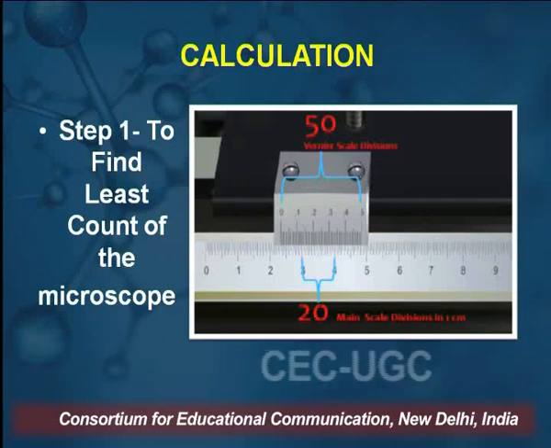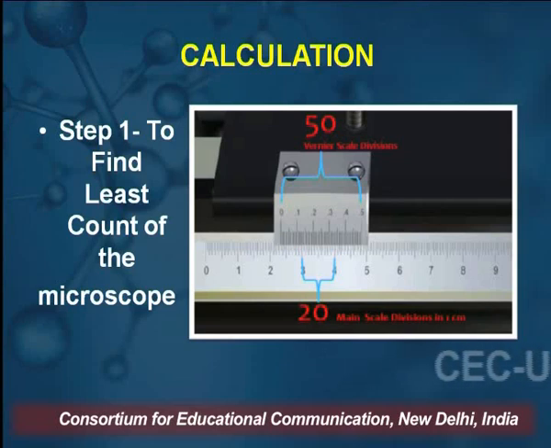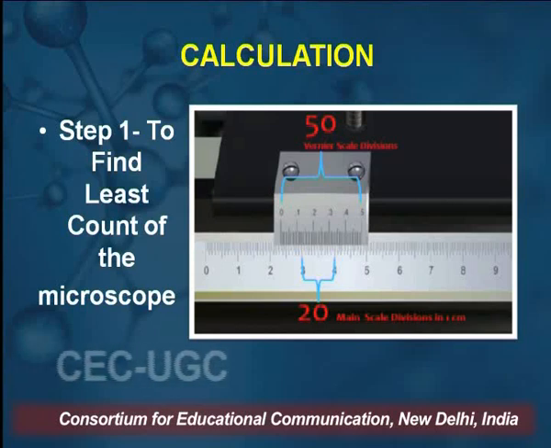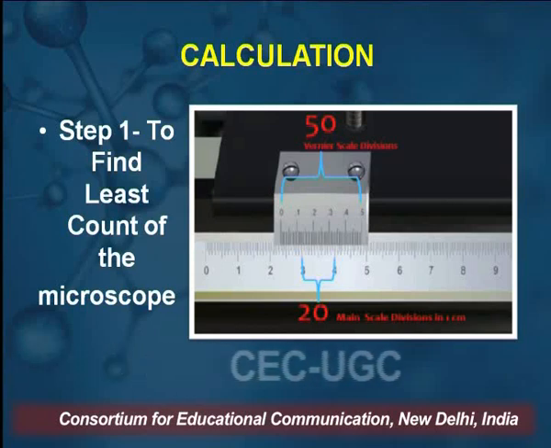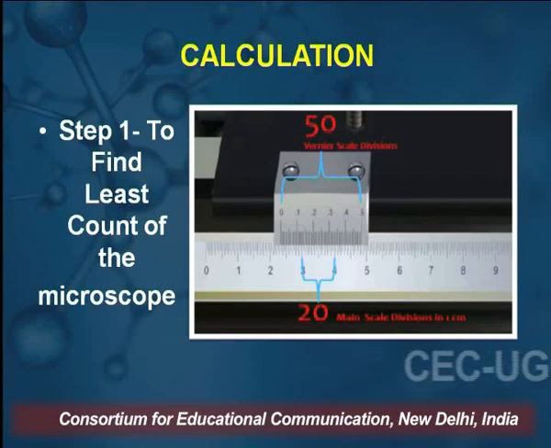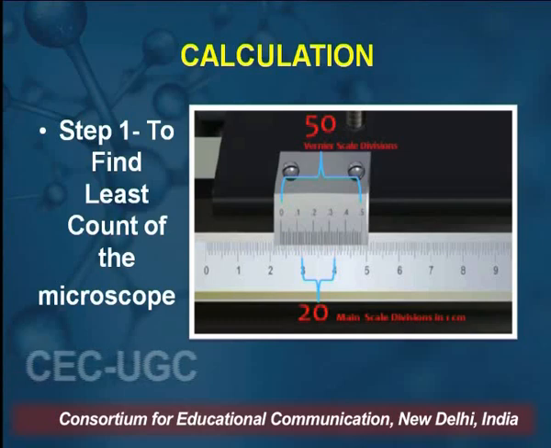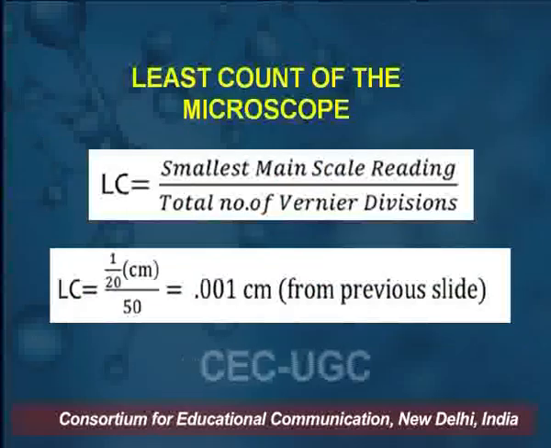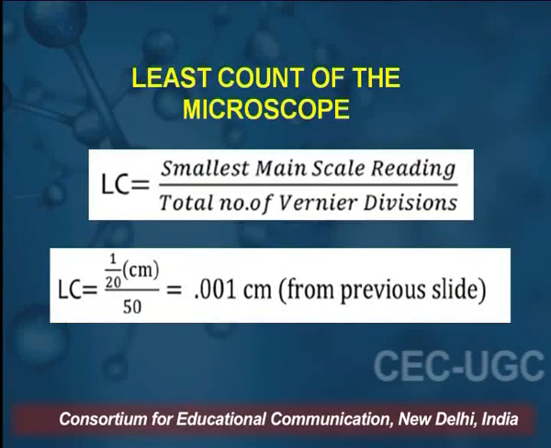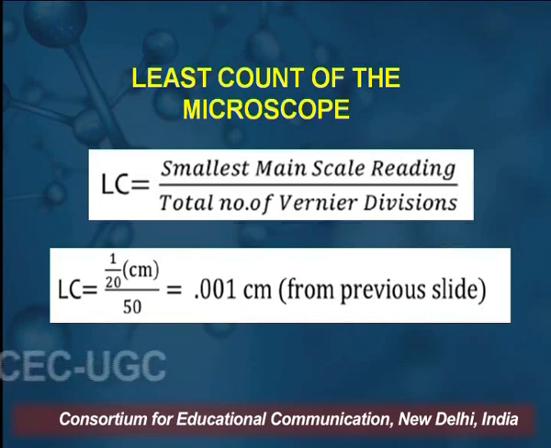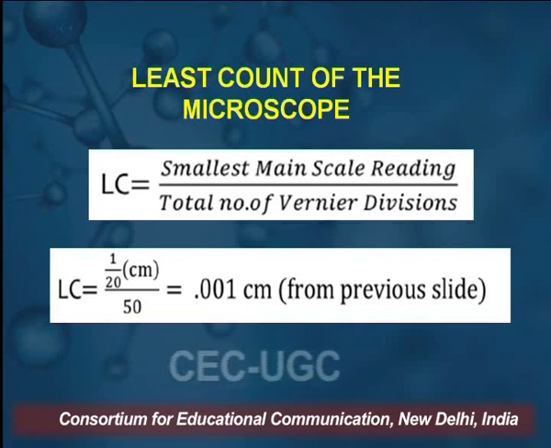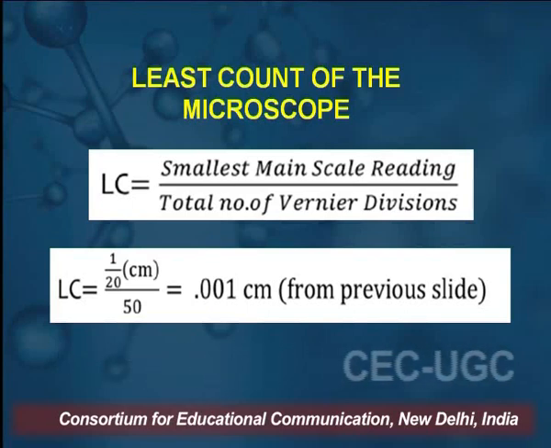Now see that the vernier scale contains 50 divisions, and here the difference between the 2 points is 20 in the main scale. So first we take the main scale reading, after that we take the vernier scale reading. On the basis of that we can find out the least count. Least count of the microscope is equal to the smallest main scale reading divided by the total number of vernier scale divisions.